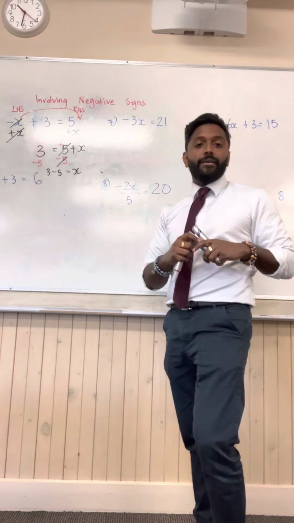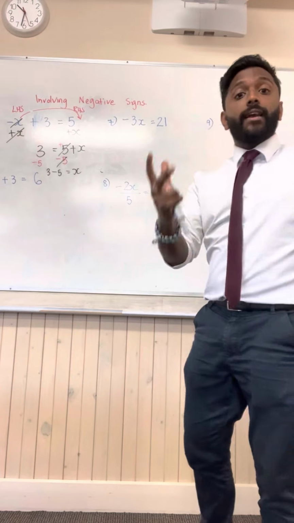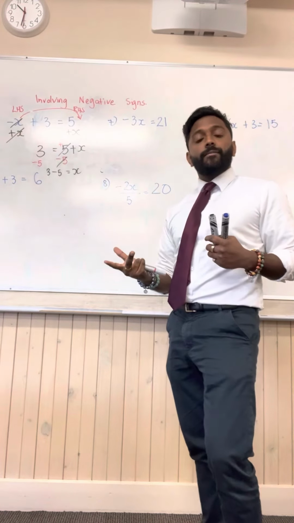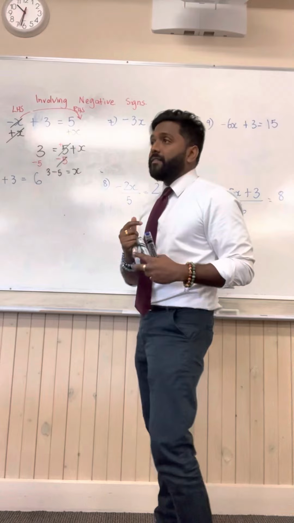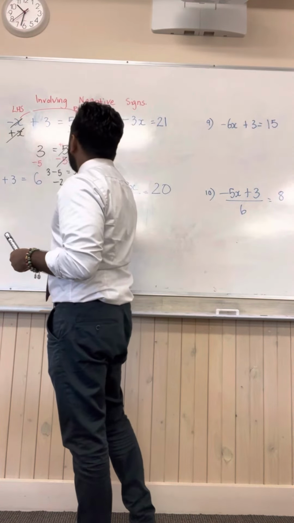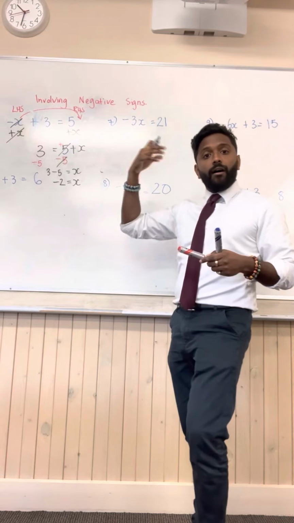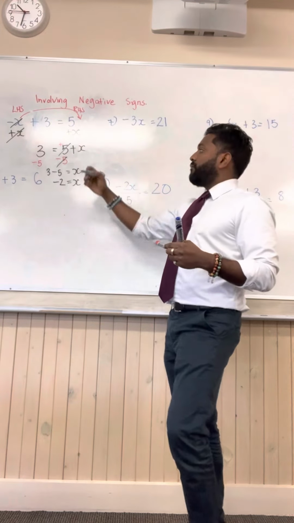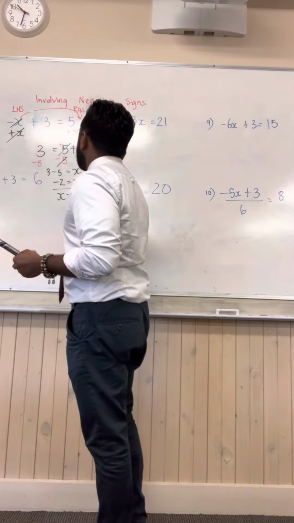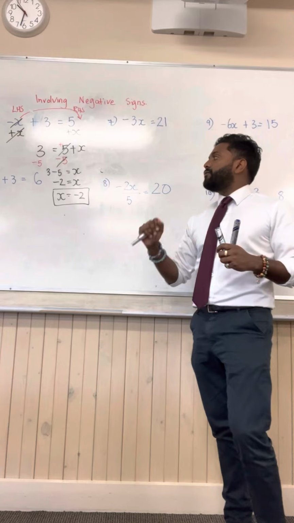It's dealing with your negative numbers. It can be quite frustrating. I'm going to put up a video regarding negative numbers and how you can determine the answer when you're subtracting negative numbers. But so far, 3 take away 5 is equal to minus 2. So now minus 2 is equal to x. When you get to a higher year level, you want to write it like this: x is equal to negative 2. Always write your answer in this way. Okay, so x is equal to negative 2.